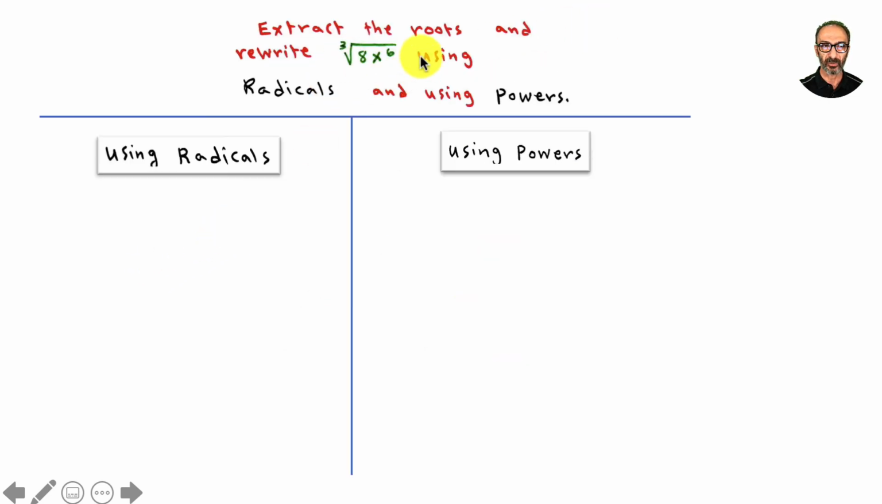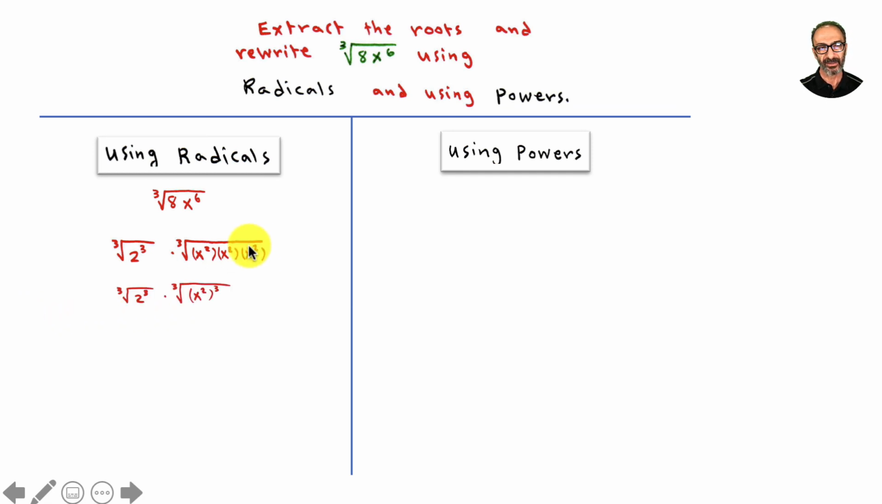Extract the roots and rewrite this using radicals and using powers. Let's use radicals. This is a cubic root of 8 times x to the power 6. We're gonna keep the radicals here, and here we're gonna get rid of the radicals. So how do we do it? Let's break it down as we said earlier in the previous slide. Those are the two factors as a product. But looking at 8 as 2 to the third and looking at x to the 6 as x to the second times x to the second times x to the second, you could see where I'm trying to take you to.